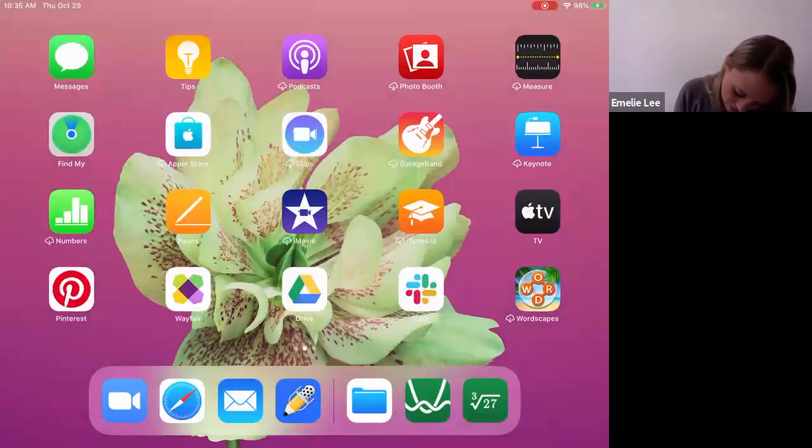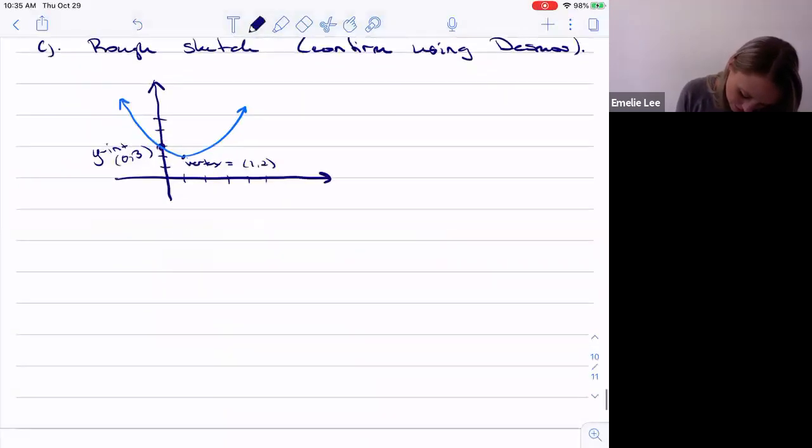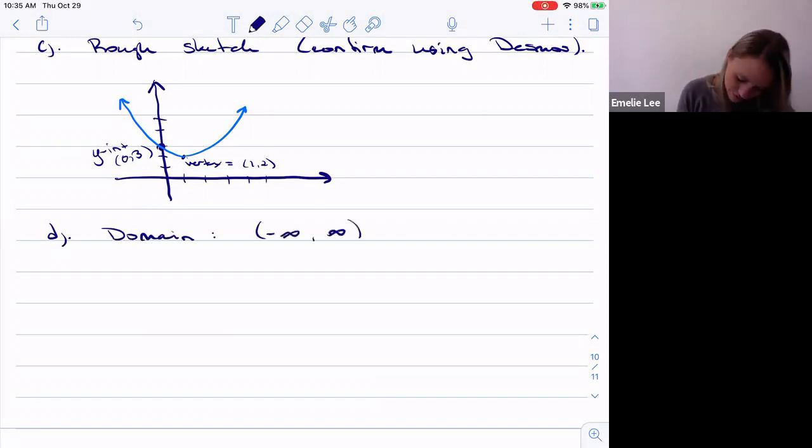So from here, part D, the domain is going to be from negative infinity to infinity. The range, so like I said, for all quadratics, this is the domain. There's no quadratic where this is not the domain.